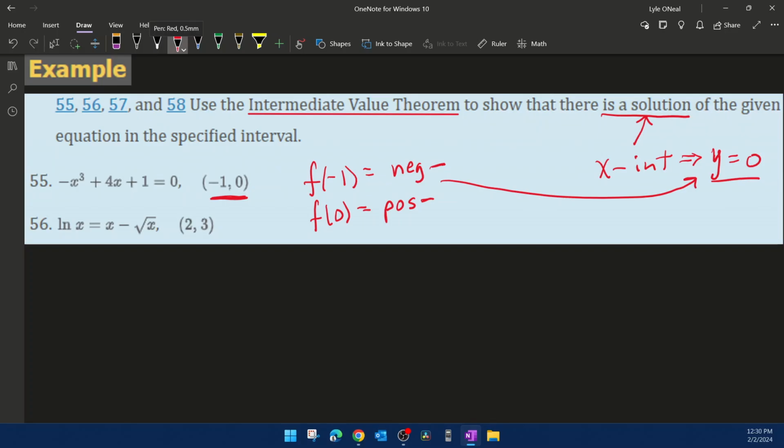Now, we're not finding the solution. We're simply finding if there is a solution on the interval. Okay, and this is the gist of what we're going to do. This is the basic instruction: you're going to calculate the function values at the endpoints, and if they produce opposite sign y values, that is going to indicate that there is a solution on the interval.